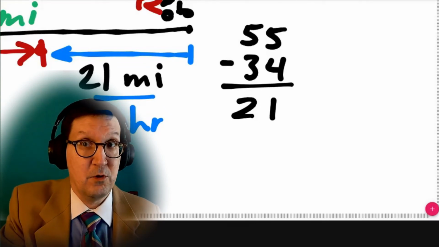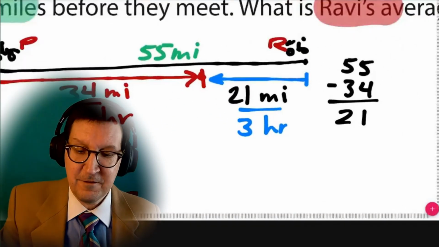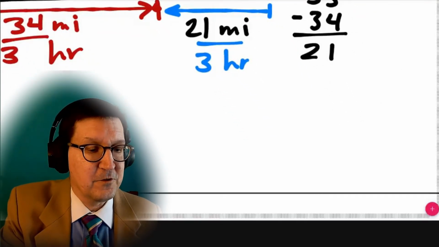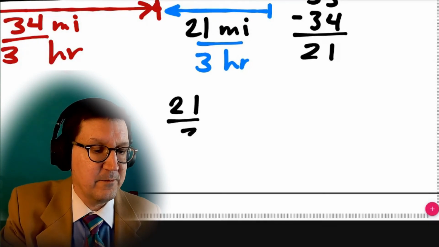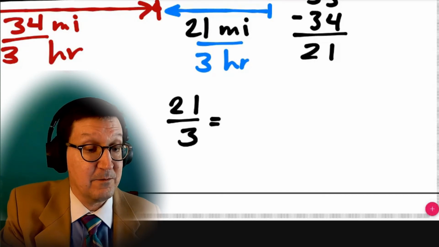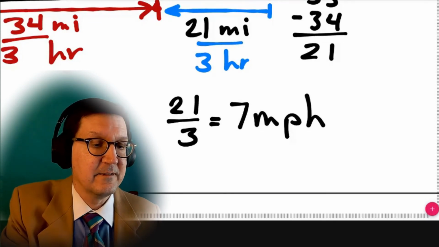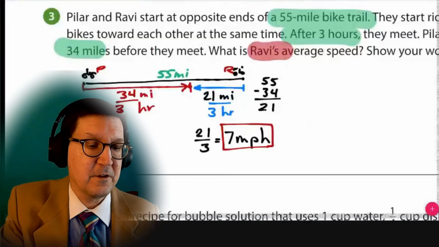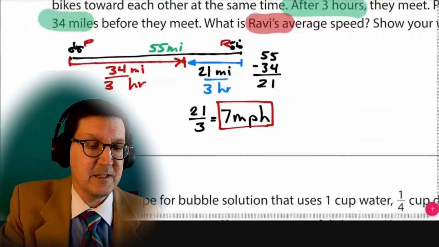Oh ho, look, we have a ratio. So 21 miles in 3 hours. What does that work out to in miles per hour? Well, 21 miles in 3 hours is the same as 21 divided by 3, and that just reduces down, doesn't it? That works down to 7. 7 what? 7 miles per 1 hour. So we have 7 miles an hour. So the answer to the question, what is Ravi's average speed? The average speed is 7 miles an hour.